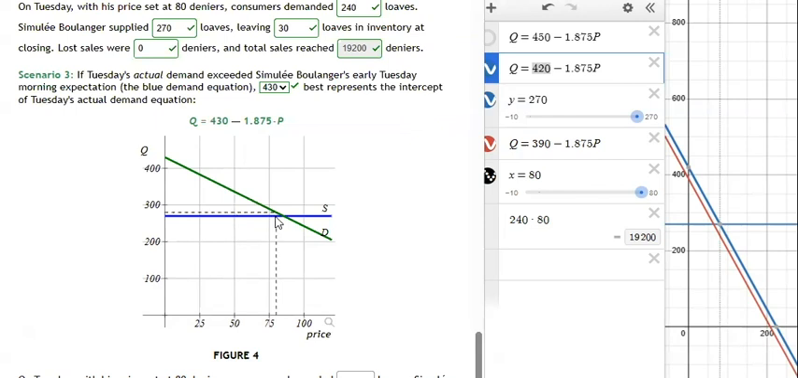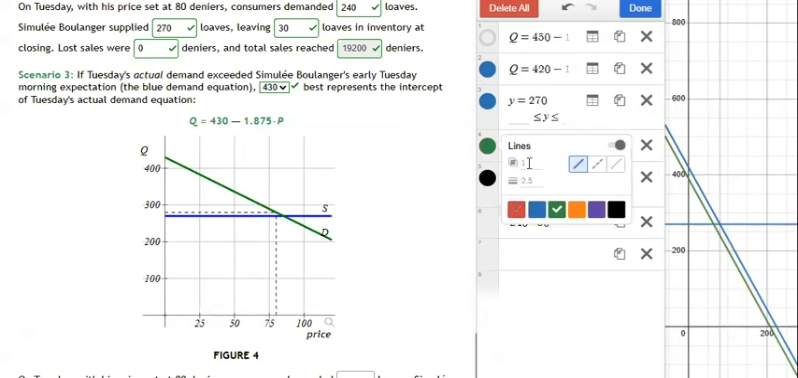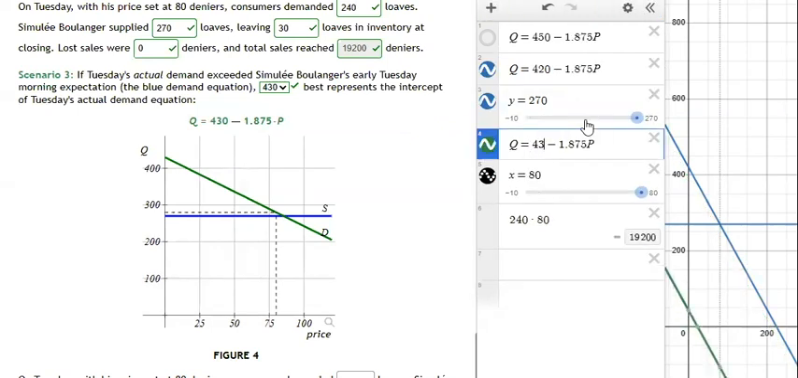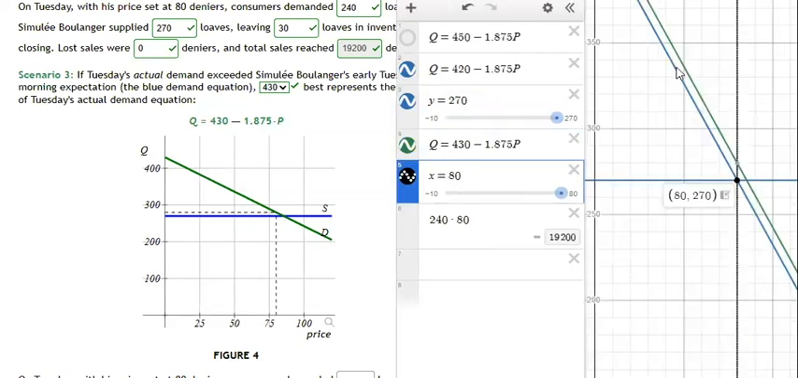What we expected is a blue equation passing through this dot. I'm going to add another equation here. I'll change this to green, and I'll change this to 430. And then I'll zoom in. This blue downward sloping line is what he expected Tuesday morning, which is why he made 270 or supplied 270 loaves of bread.